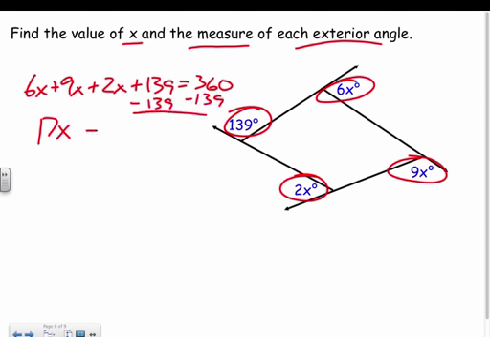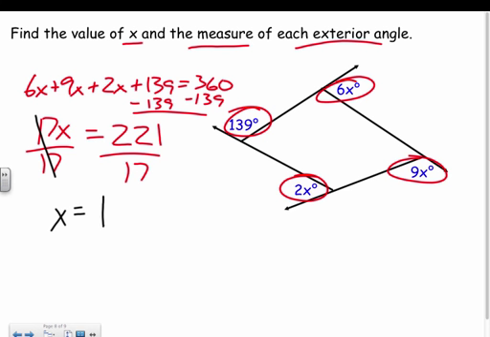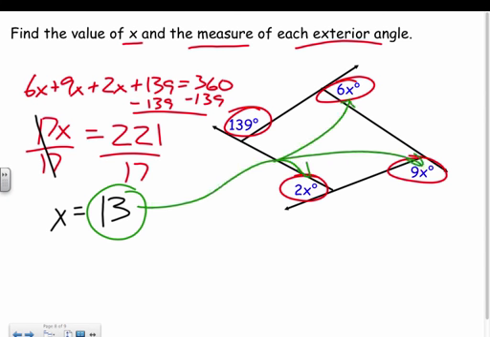And in this case, I get 221. And then we'll divide by 17 on both sides. And so x is going to give us 13. And what we need to do is plug it back in because we need to know all the angle measures. So I got to plug 13 in for all of these guys to find the angle measures. And I can just do it right by here. So let's do the bottom one.